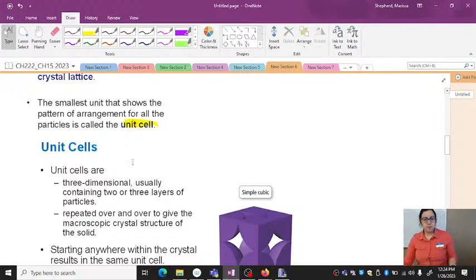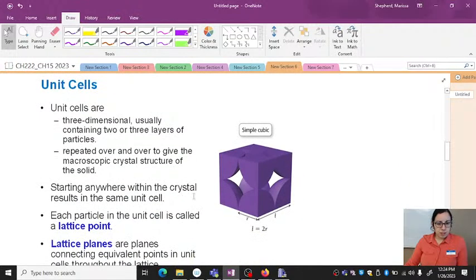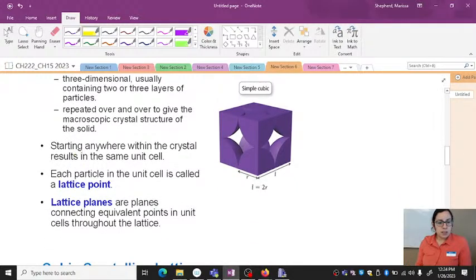And so unit cells are just 3D structures, so they usually contain 2 to 3 layers of particles. And so they may contain, right, more than one molecule. And they're repeated over and over again to give your crystal structure. And so starting anywhere within the crystal results in the same unit cell.